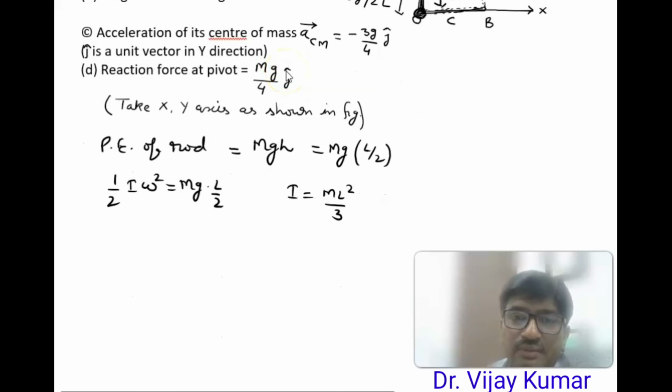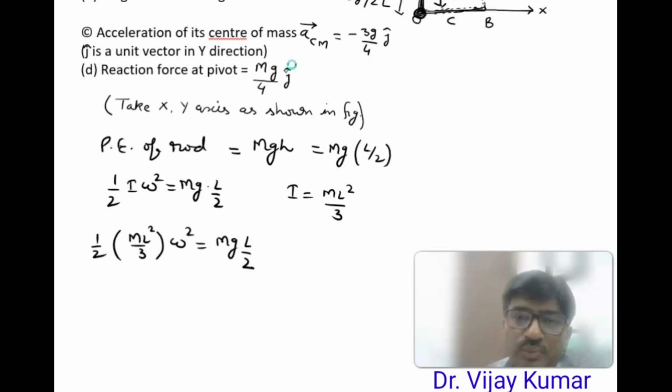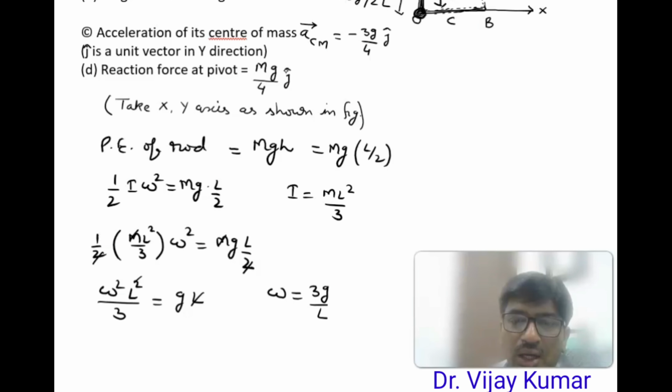So it becomes half into ml square by 3, this is the moment of inertia, into omega square equal to mg L by 2. The m cancels out and 2 cancels out. Omega square L square upon 3 equals gL. L cancels out and omega equals root 3g upon L. This is the angular speed, under root 3g upon L.